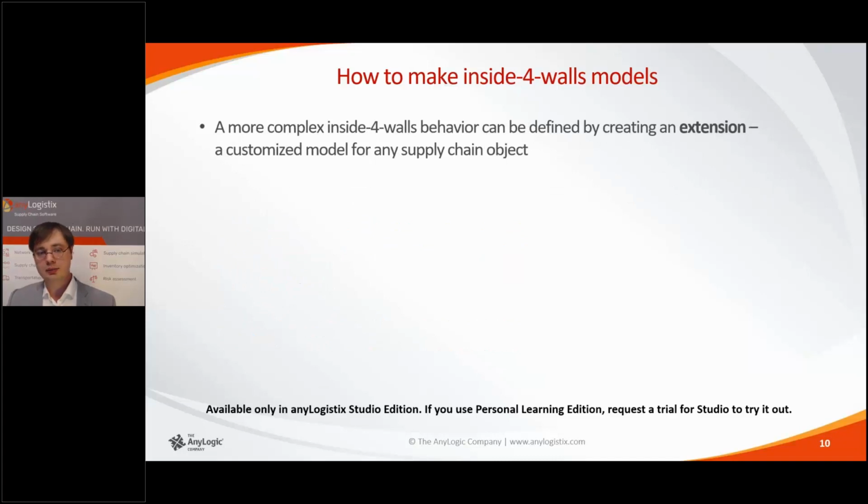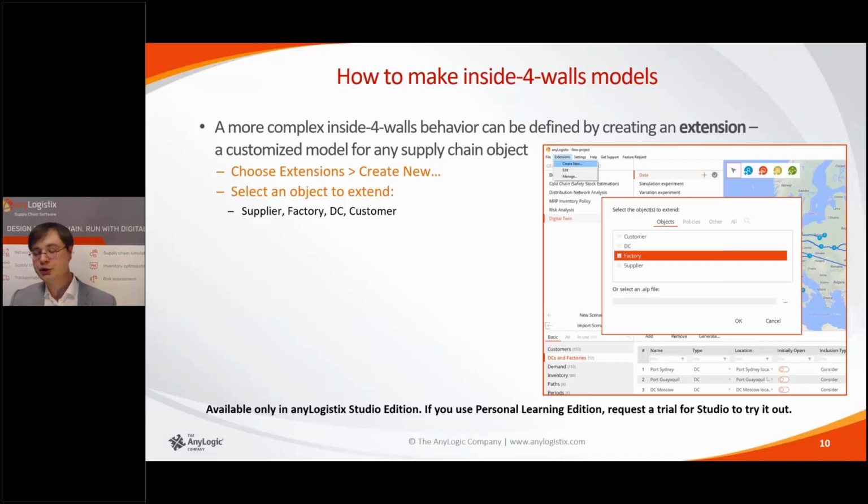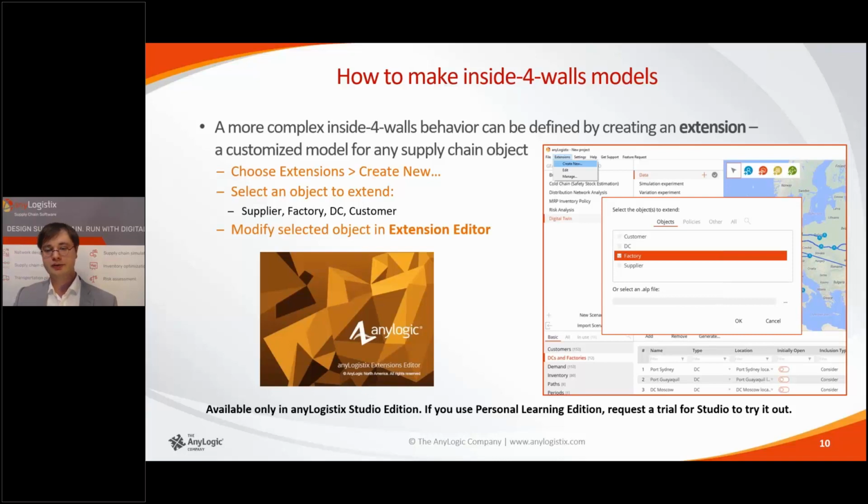But in case of a more complex internal behavior, so for example, a distribution center with a proper layout, you also can do that by creating an extension, basically a customized model for a supply chain object. And it could be done easily. All you need to do is open anyLogistix, go to menu extensions, create new, then select an object you want to extend, for example, factory or distribution center, and then modify this object in extension editor.